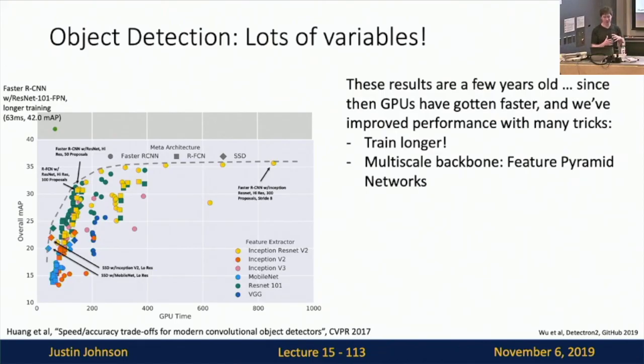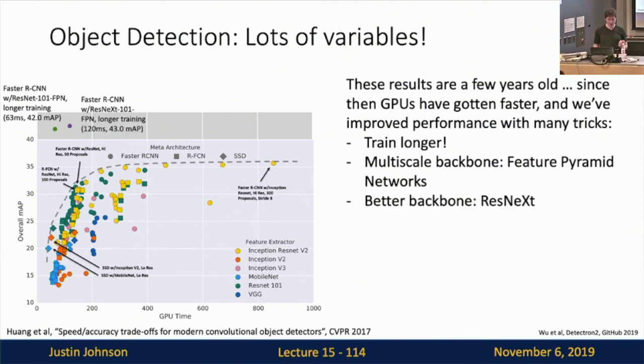And another thing is that there's some trick called feature pyramid networks that we don't have time to get into, that gives us kind of a multi-scale feature representation in the backbone. And if you combine those two approaches, then you get a pretty big performance boost. So this green dot here is now Faster RCNN with ResNet 101 feature pyramid network, and it gets 42 mean average precision on this COCO dataset with a runtime of only 63 milliseconds at test time. And if you use an even bigger network like ResNeXt 101, then it works even better.